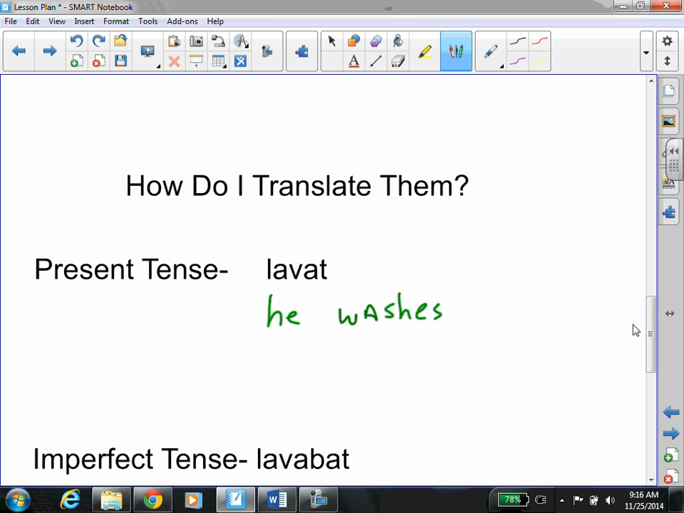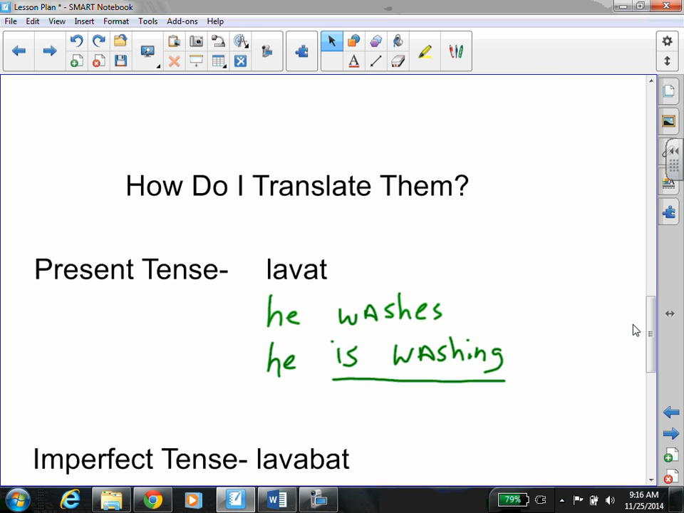That's the simple present tense. And in English, we also have what's called progressive. So we use he is washing. In English, we have what's called a progressive tense, which means that there's a continuous action, is washing. So the two ways that I can translate the present tense are by using that simple present or by using is, am, or are with an ing.